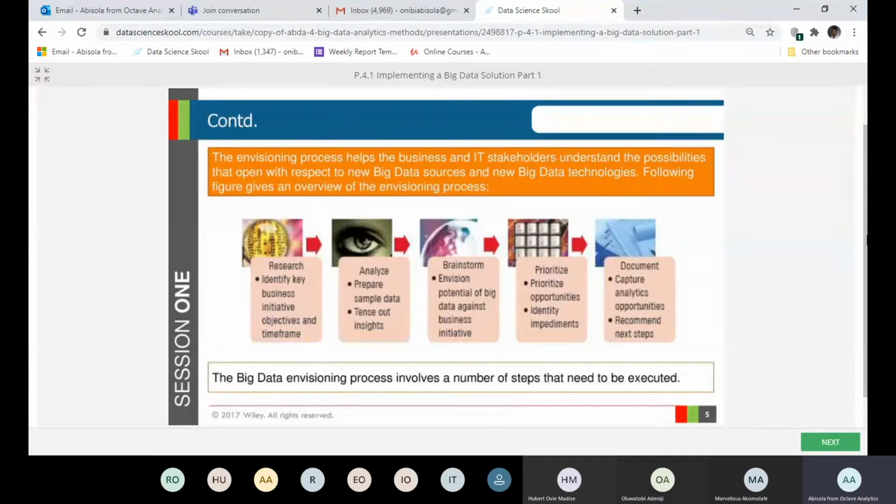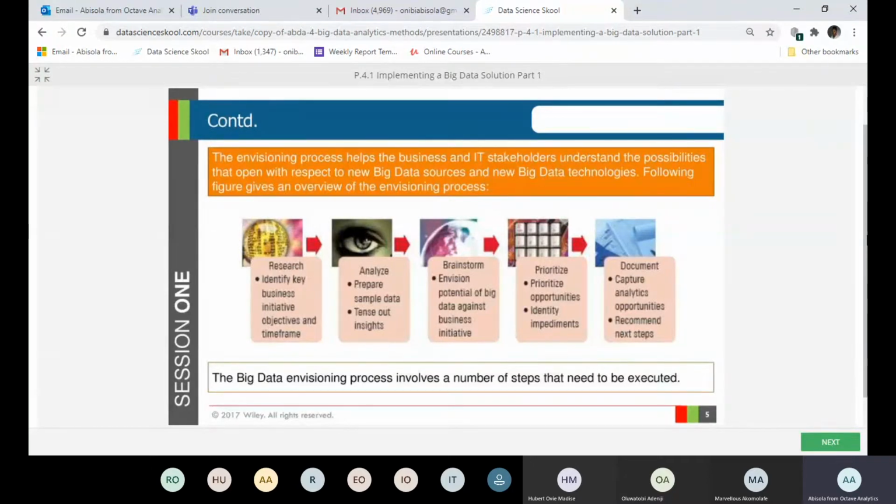That is brainstorming. You are sitting down to try to understand and see how your data solution can come into their key business initiatives. Or if it cannot, are there other big data solutions you have that you feel can flow with their key business initiatives? That is brainstorming.